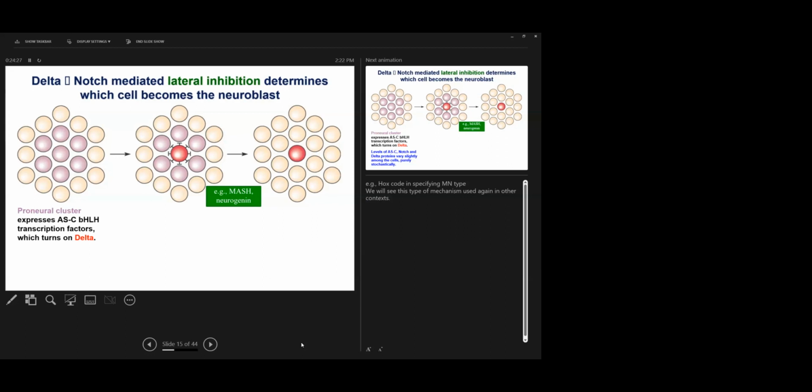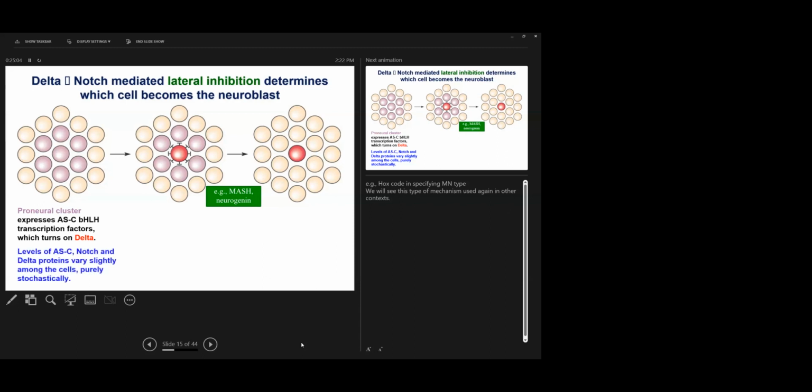Then which cell becomes the neuroblast? That is also important, right? So among all the cells, only one cell expresses a larger amount of the AC complex, this basic helix-loop-helix transcription factor, which again turns on Delta expression. Among all these proneural clusters, one cell dominated and expressed more of this transcription factor, and activates Delta.